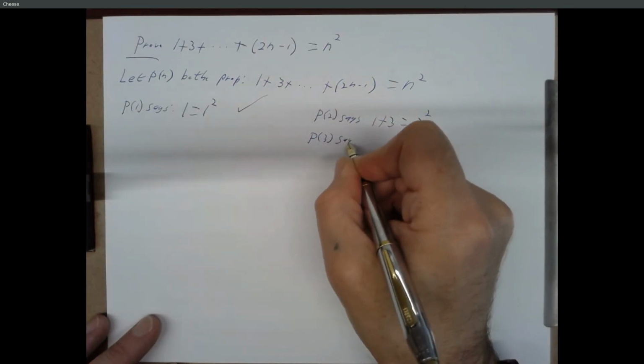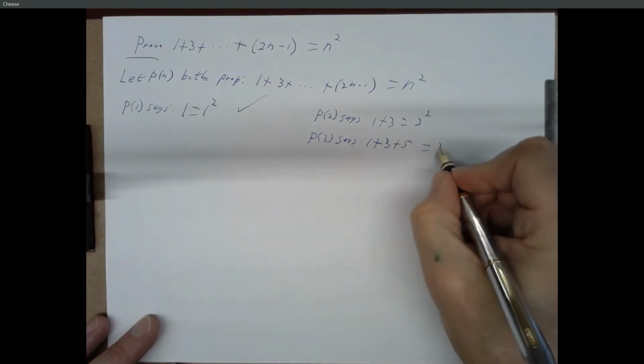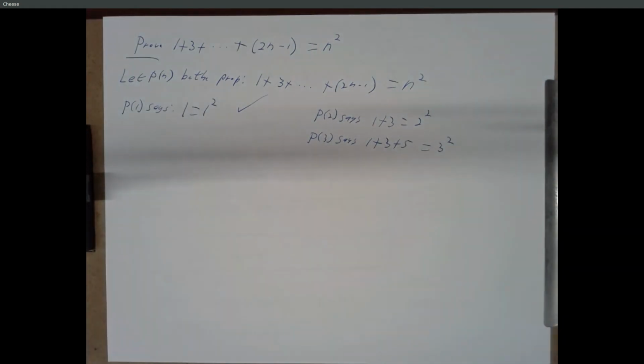P of 3 says the sum of the first three odd integers, 1 plus 3 plus 5, should equal 3 squared. 1 plus 3 is 4, plus 5 is 9, that's equal to 3 squared. So this seems plausible. It works in at least 3 cases.